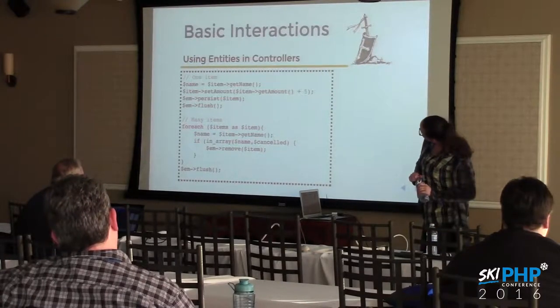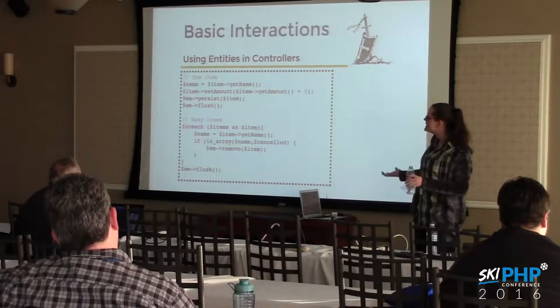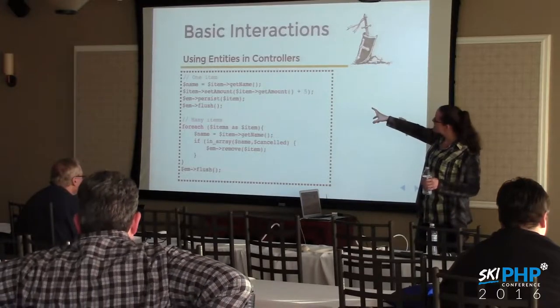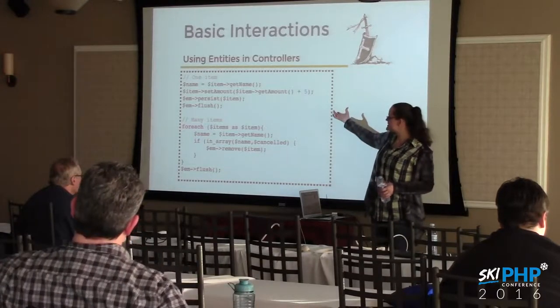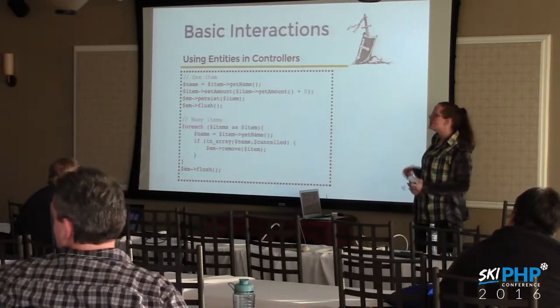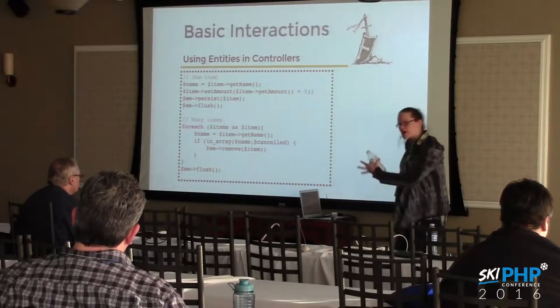Okay, so here's just some examples of how you might use an entity in a controller. Here, I just want to show how you can get the existing amount and then add or subtract or multiply or divide or whatever you want to do to that value and then save it all in one line. So you get it, manipulate it, save it, all right there.